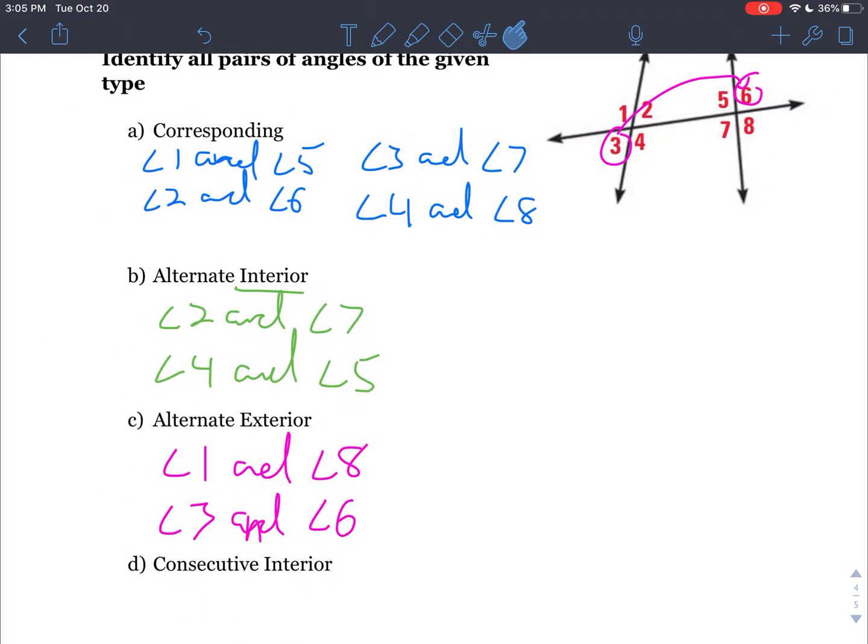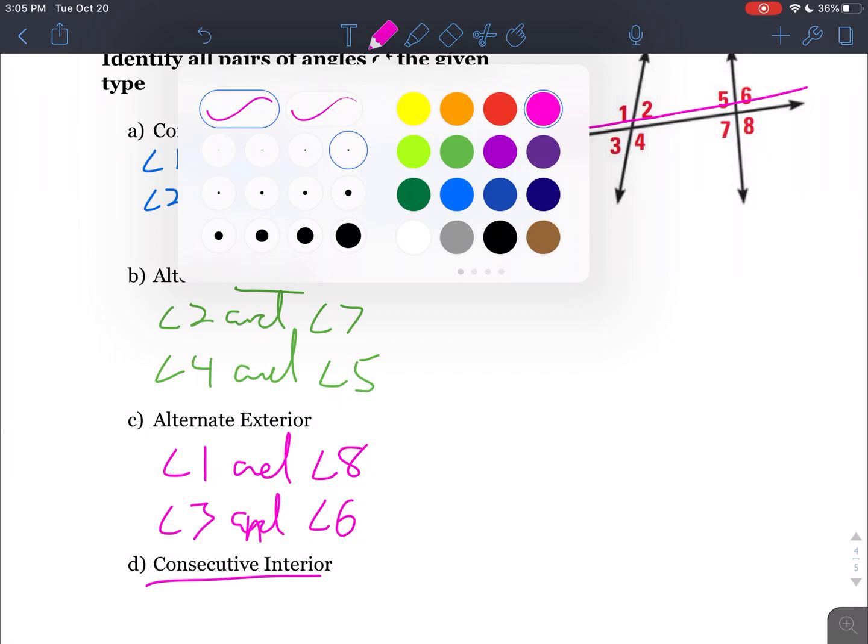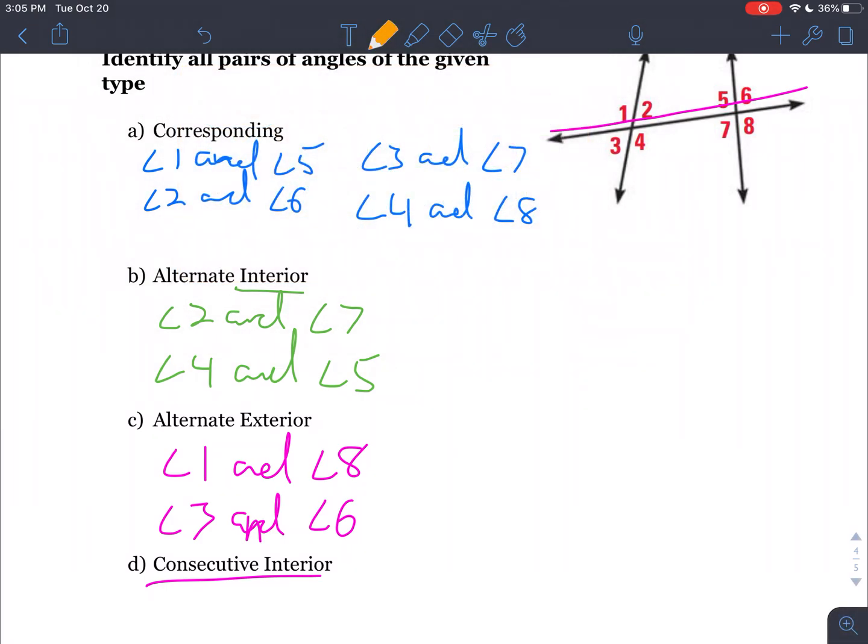Lastly, we have consecutive interior, or again, same side interior. We can name it either way. That's why I did it both ways here. Where we're looking, they need to be on the same side of the transversal. So that's our transversal. And they need to be in between the two lines. We'll do this one in orange. So if we look at angle 2, I need it on the same side of that transversal and in between these two lines. There's only one option, it's 5. So angle 2 and angle 5. And then finally, I have angle 4 is on the interior. I need the consecutive or the same side. It's going to be angle 4 and angle 7.